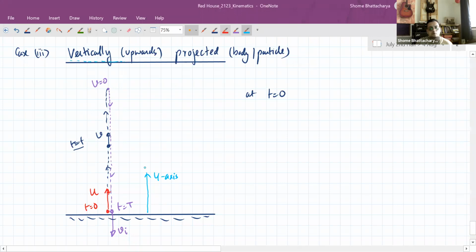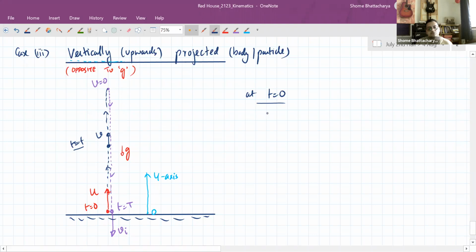So it's opposite to gravity. Vertical projection means it is projected opposite to small g. Throughout this motion, g is acting downwards. So we'll take a y-axis upwards and our origin at the point of projection.